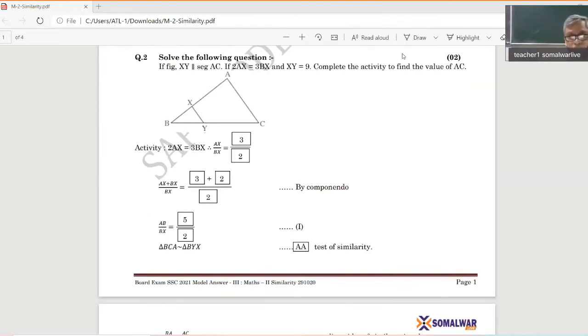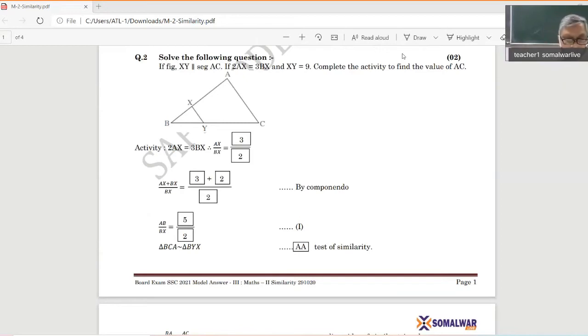What is given? 2AX is equal to 3BX. Therefore, AX upon BX is equal to 3 upon 2. Using componendo. You might be asking why we want to use componendo, sir? Because we want AB. Why do we want AB? Because we want to find XY, the full side of the triangle. To get AB, we need AX plus BX, and the provision in mathematics to get AX plus BX is componendo. AX plus BX upon BX is equal to 3 plus 2 upon 2, which gives AB upon BX is equal to 5 upon 2.